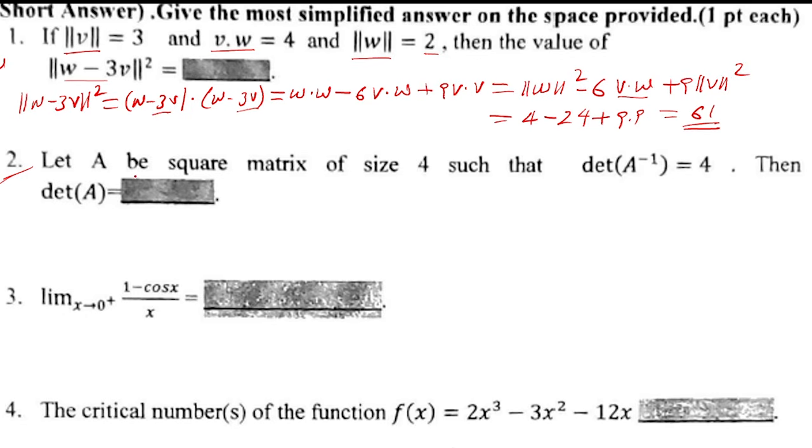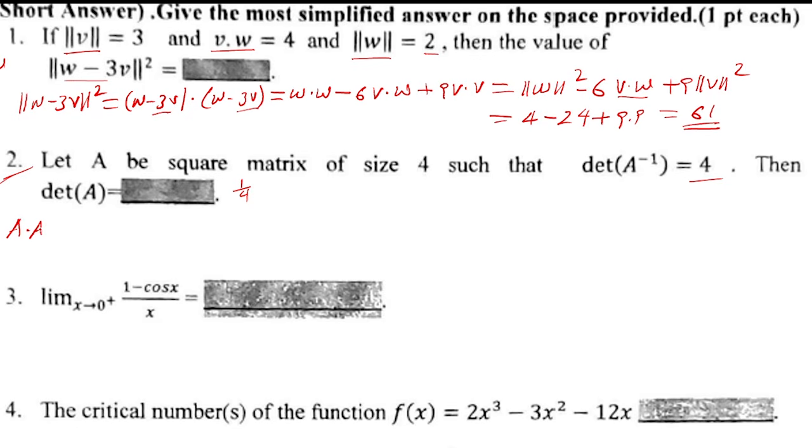Question number 2. Let A be a square matrix of size 4 such that determinant of A is 4. Then what's determinant of A inverse? If you remember the formula, that's very simple. One is the reciprocal of the other. Therefore, it is 1 over 4. That's the answer.